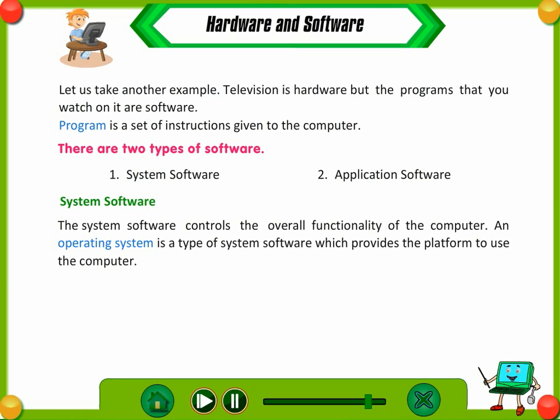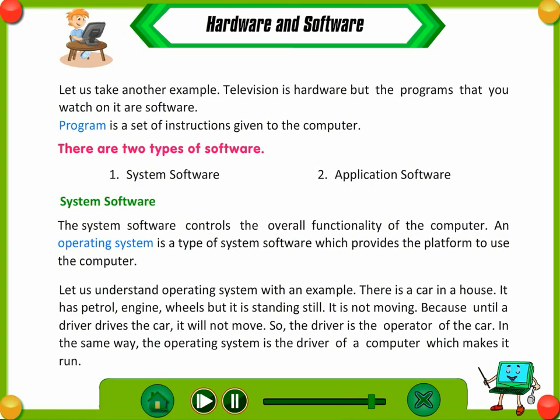System software. The system software controls the overall functionality of the computer. An operating system is a type of system software which provides the platform to use the computer. Let us understand operating system with an example. There is a car in a house. It has petrol, engine, wheels, but it is standing still. It is not moving because until a driver drives the car, it will not move. So the driver is the operator of the car. In the same way, the operating system is the driver of a computer which makes it run.